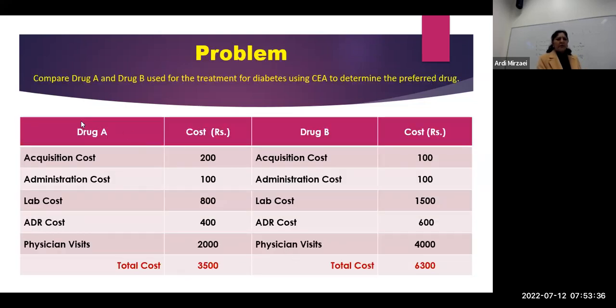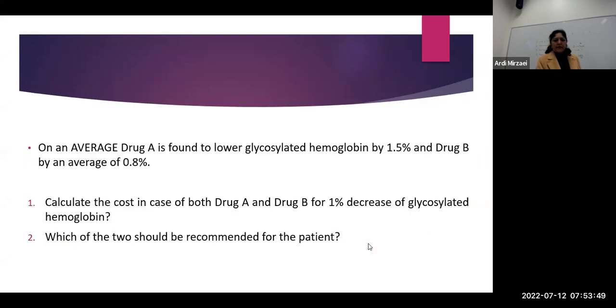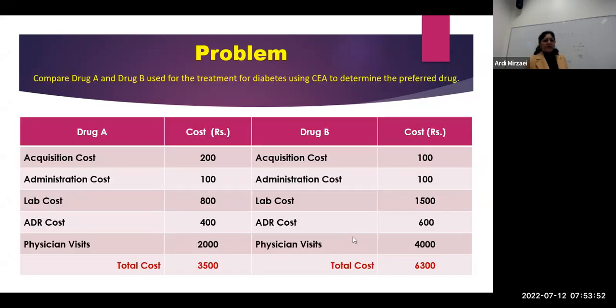Now you have another problem. Compare drug A and drug B used for the treatment for diabetes using cost effectiveness analysis. You can just work it out. Please take down this, and you can work out this problem.